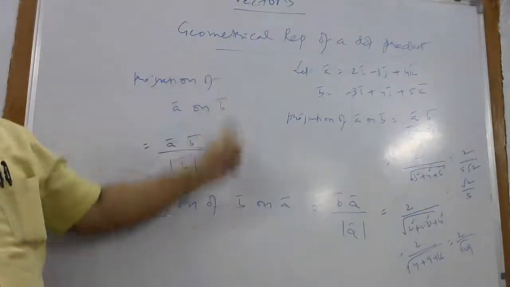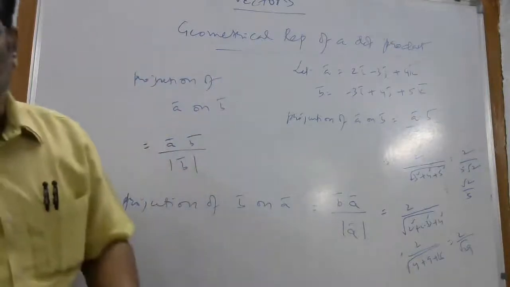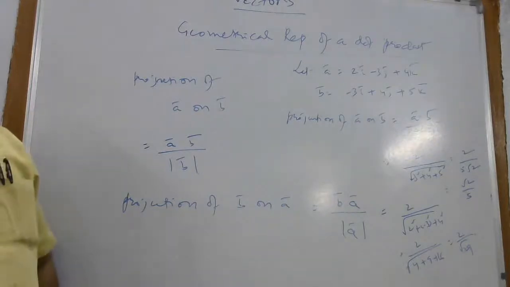So this was the geometric calculation of a dot product. The dot product is always a number only, remember beta. You will get a scalar. That's why the dot product is called a scalar product. Clear beta?